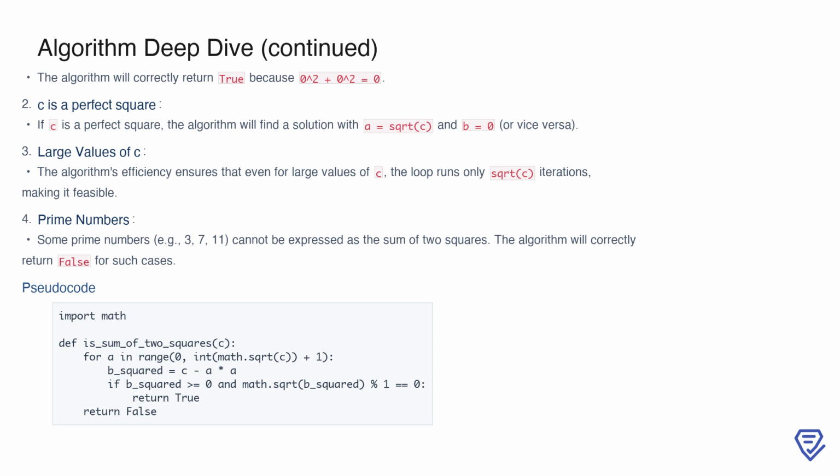The provided pseudocode demonstrates the algorithm in action. It iterates over possible values of a, computes b², checks if b is an integer, and returns true if a valid pair exists. Otherwise, it returns false after completing the range.